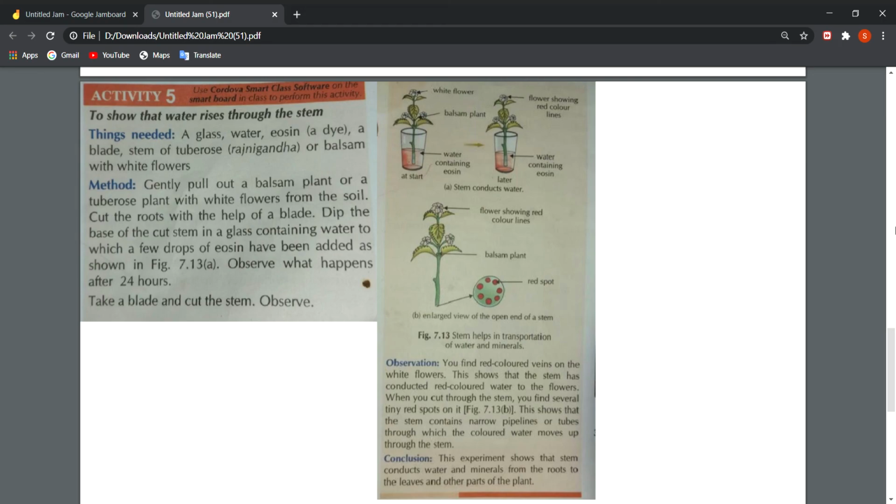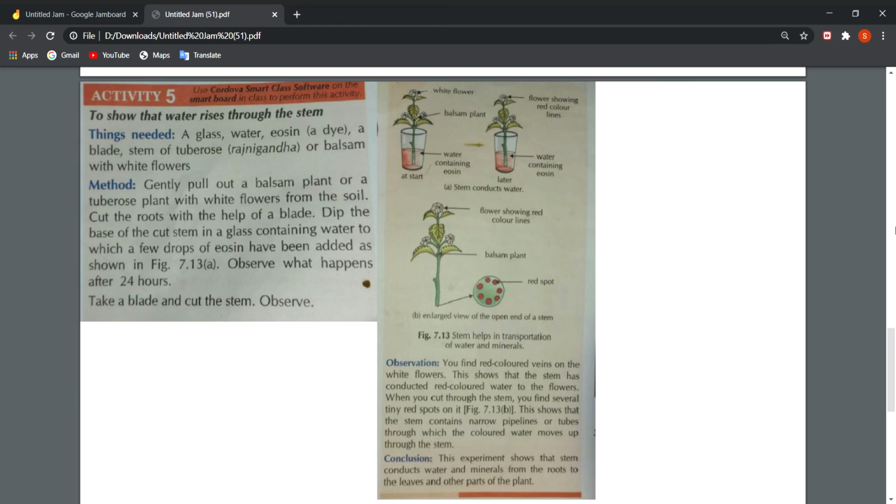Dip the base of the cut stem in a glass containing water to which you have added a few drops of eosin and observe after 24 hours. Take a blade and cut the stem and again observe. You will find red colored veins on the white flower. This shows that the stem has conducted red colored water to the flower.